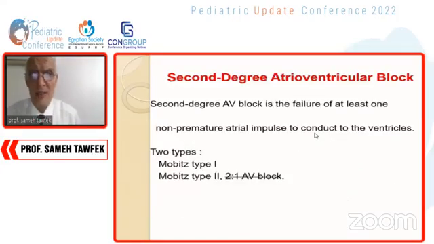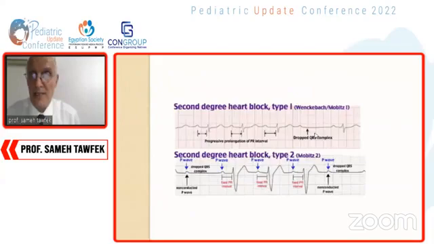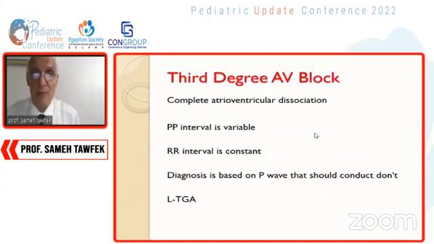Second degree heart block is a failure of at least one non-premature atrial impulse to conduct to the ventricles. There are two types, Mobitz 1 and Mobitz 2. I won't talk much about type 1 of second degree heart block, but this is the ECG, and this is the ECG of Mobitz 2. I will talk about third degree heart block.